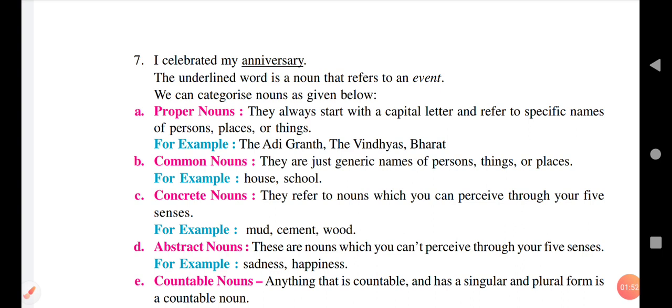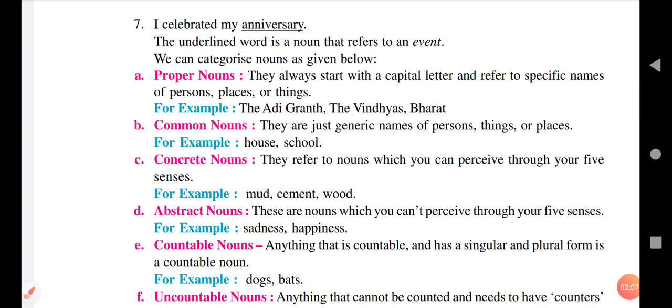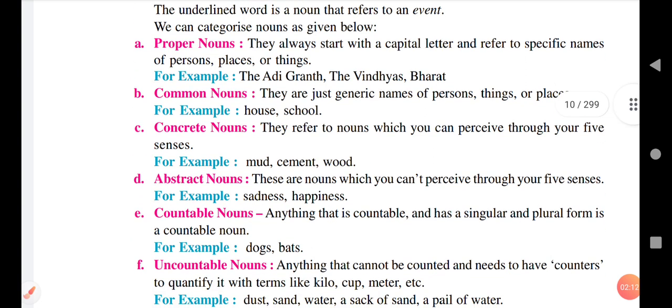A. Proper nouns. They always start with a capital letter and refer to specific names of persons, places or things. For example, the Adi Granth, the Vindhyas, Bharat. B. Common nouns. They are just a generic name of persons, things or places. For example, house, school. C. Concrete nouns. They refer to nouns which you can perceive through your five senses. For example, mud, cement, wood.